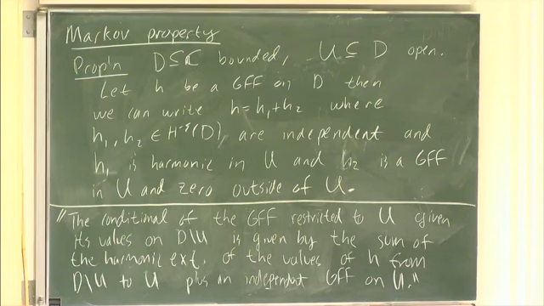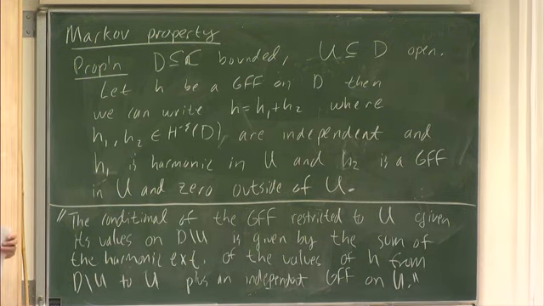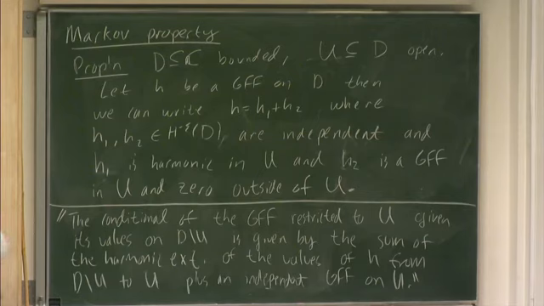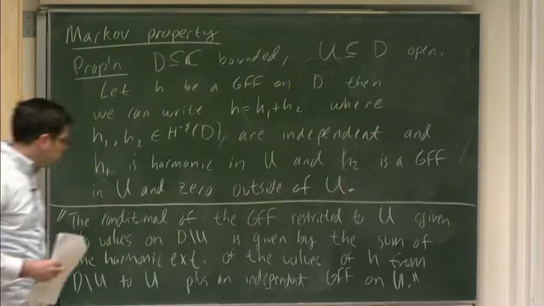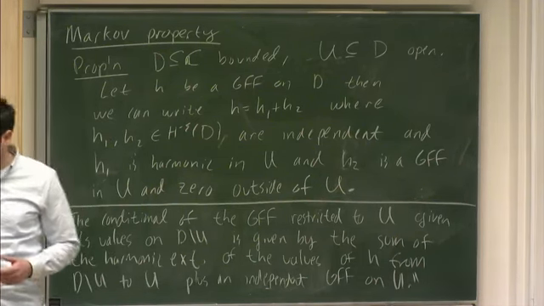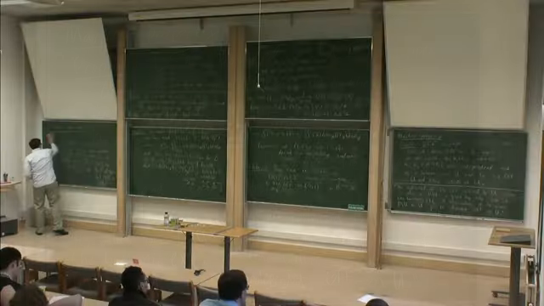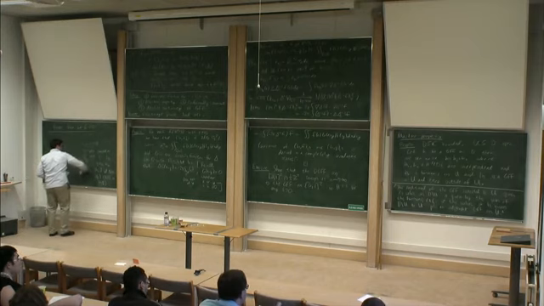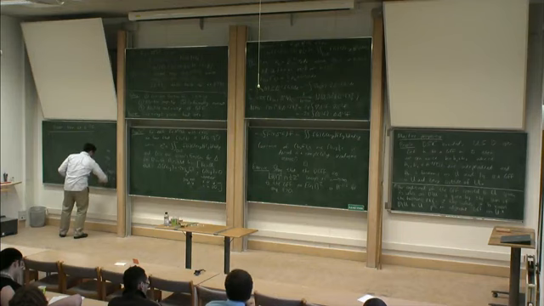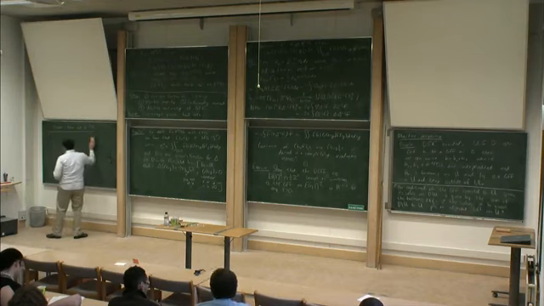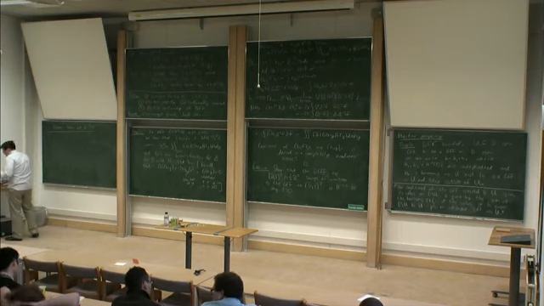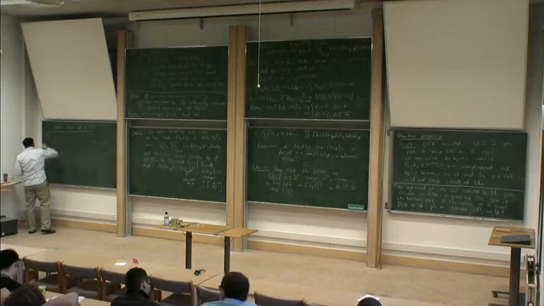This is a more informal way of stating the Markov property for the Gaussian free field, because you have to be very careful when you make statements like what it means to take the harmonic extension of the values of the Gaussian free field, because the Gaussian free field is not a function, it's rather a distribution. Okay, so let's prove the Markov property. Here's how it goes. It's going to be just like what we did for the discrete Gaussian free field. We're going to start off by introducing some spaces.